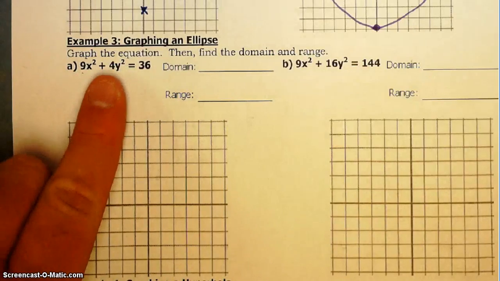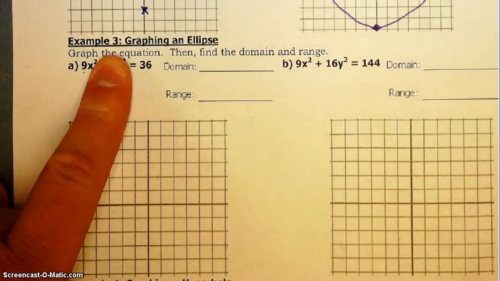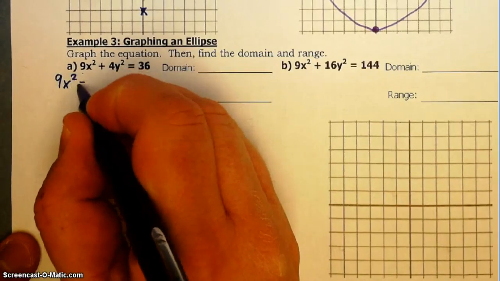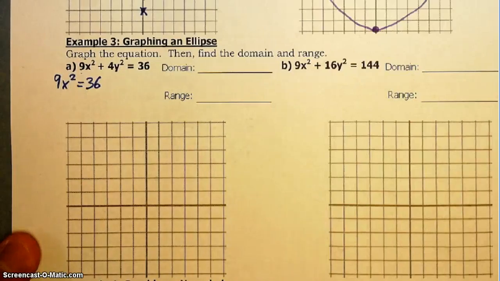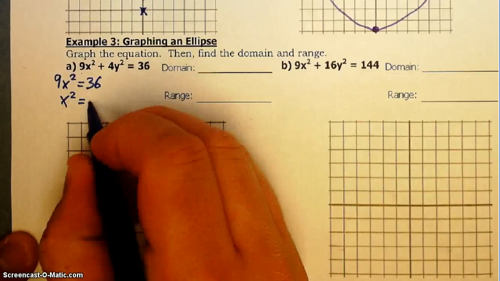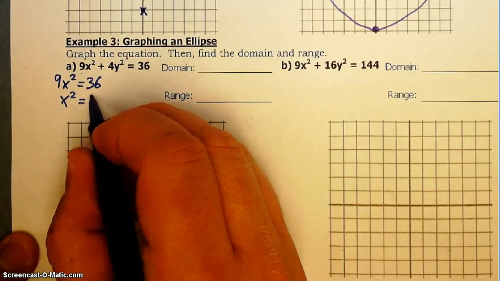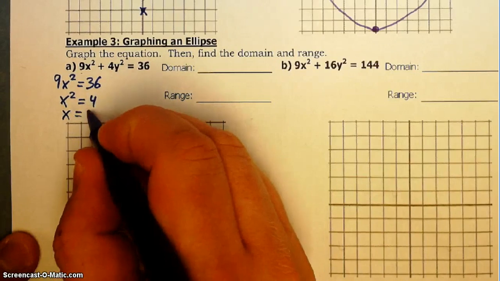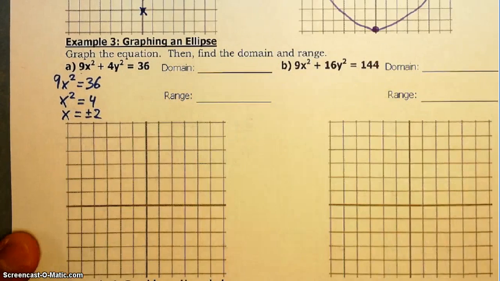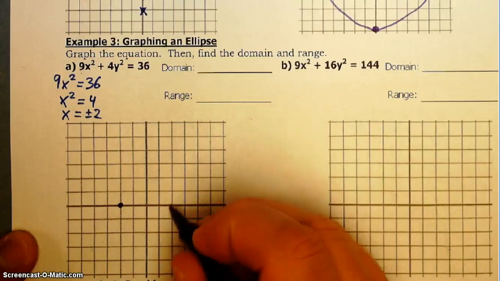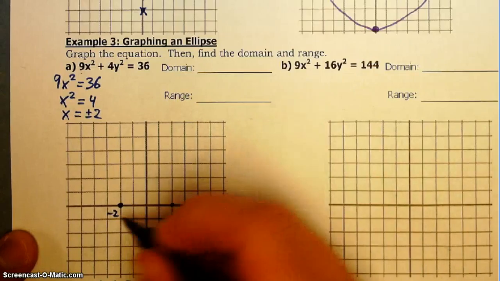If I cover up the 4y squared, I get 9x squared equals 36. I'm going to write that down. 9x squared equals 36. I'm going to solve that for my intercepts, dividing both sides by 9. I get x squared equals 36 divided by 9 is 4. And when I square root both sides, I get x equals positive negative 2. So my x-intercepts are going to be left 2 and right 2. So from the center, left 2, and from the center, right 2.